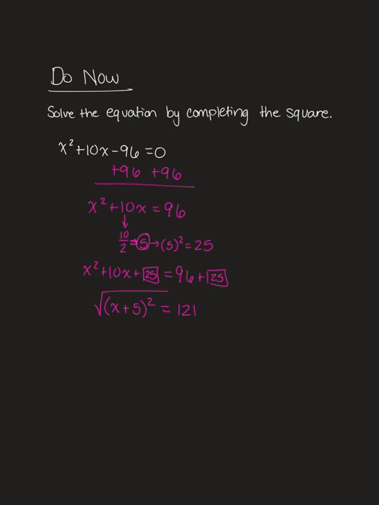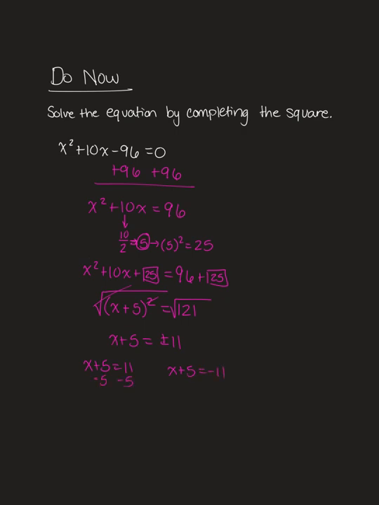Now we take the square root of both sides. So the square root and the square will cancel. So we get x plus 5 is going to equal plus or minus 11. This will give us two equations. One where it equals positive 11 and one that equals negative 11.